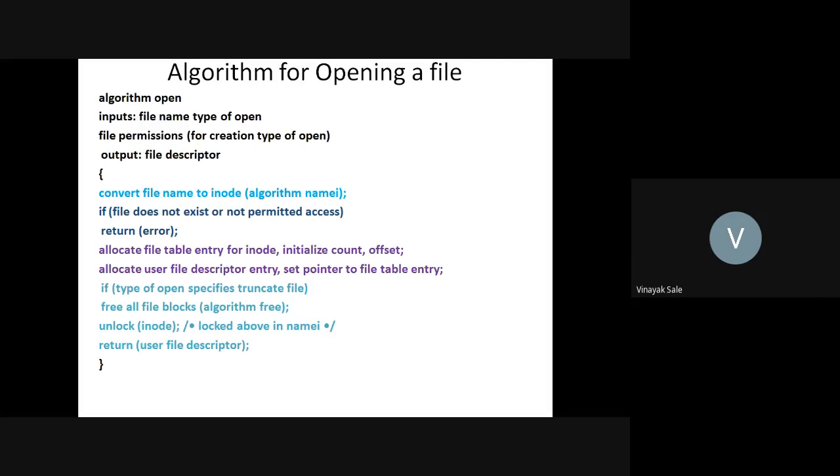If the file does not exist or access is not permitted, return an error. Otherwise, allocate a file table entry for the inode, initialize the count and offset, allocate a user file descriptor entry, and set the pointer to the file table entry. If the type of open specifies truncate, free all file blocks using the free algorithm, unlock the inode using the name algorithm, and return the file descriptor.